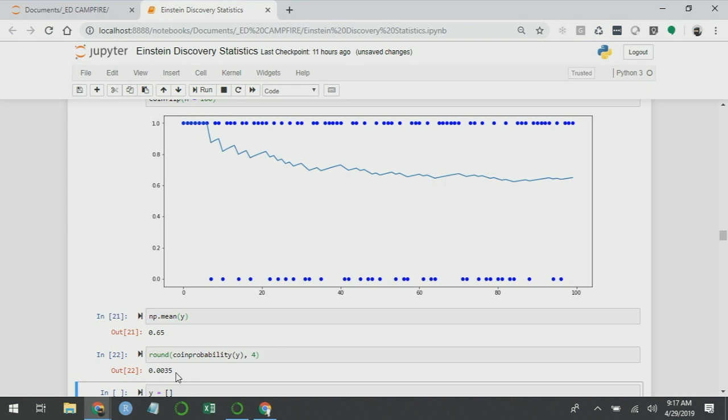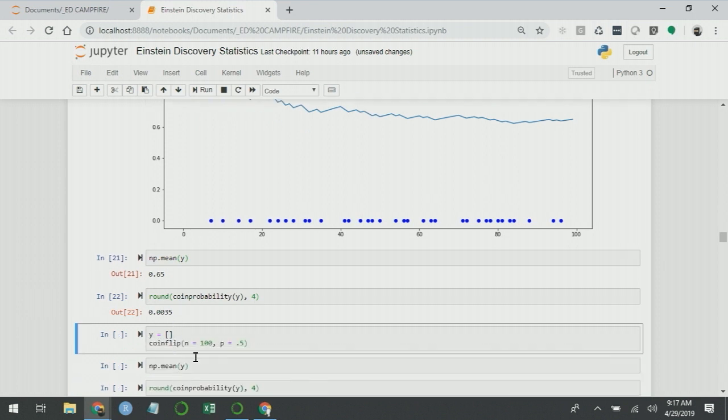But ultimately, if I had one coin and I flipped it 100 times and I observed 65 heads, the conclusion I would draw is that it's so unlikely that this would happen that the coin is not actually fair. That's what a statistical hypothesis test is doing. It's determining the likelihood that we would observe what we did under some hypothesis.